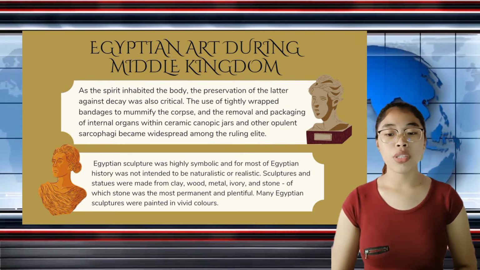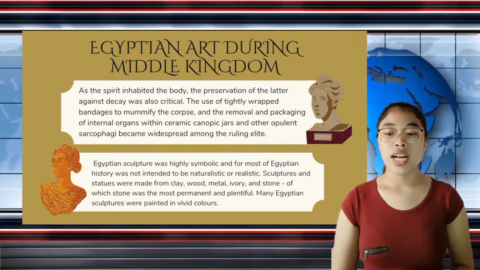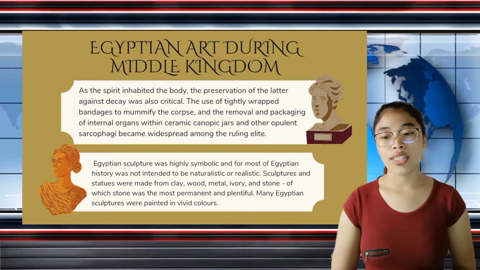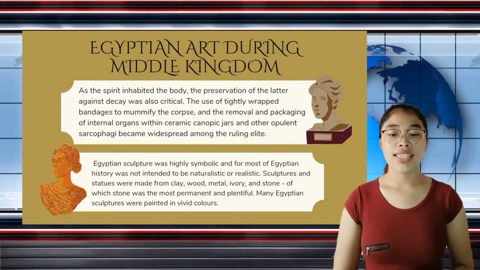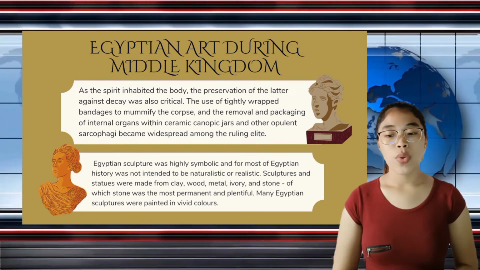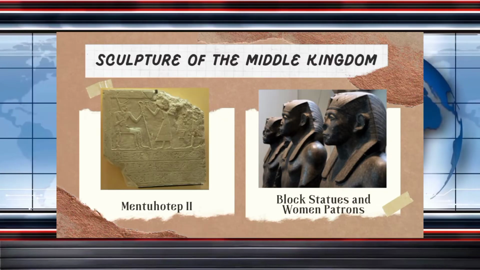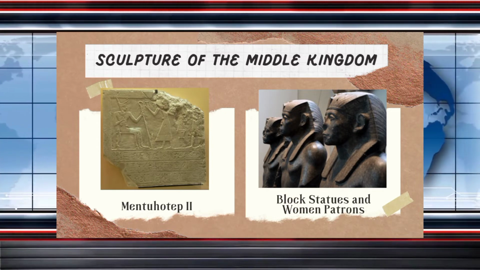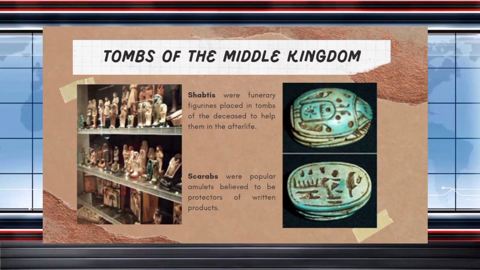Although within the norms of Egyptian representation, Southern Theban art at the very beginning of the Middle Kingdom displays distinct local traits, including figures with attenuated limbs and emphasized eyes and forms with a high degree of interior patterning. Sculpture of the Middle Kingdom: Mentuhotep II, block statues, and private patrons. Tombs of the Middle Kingdom.